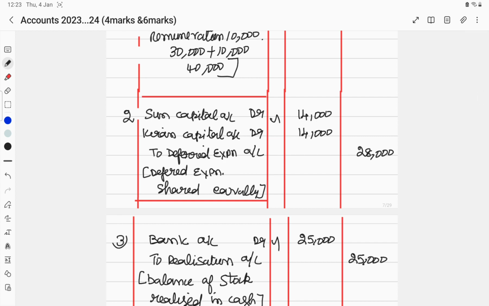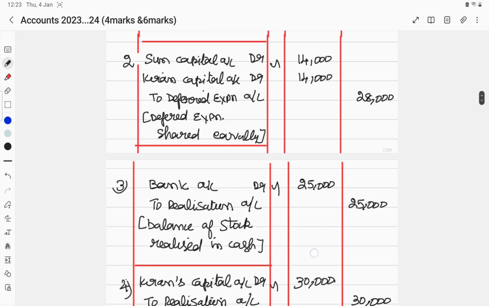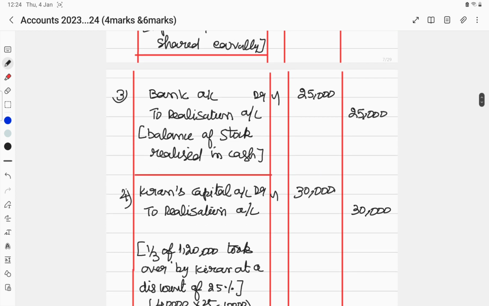Sun's capital account debit, Kiran's capital account debit, each 14,000 to deferred expenditure 28,000. So, deferred expenditure is shared equally. Bank account debit 25,000 to realization account credit 25,000. Balance of stock realized in cash.